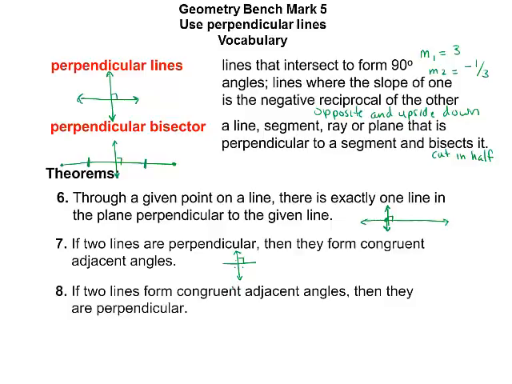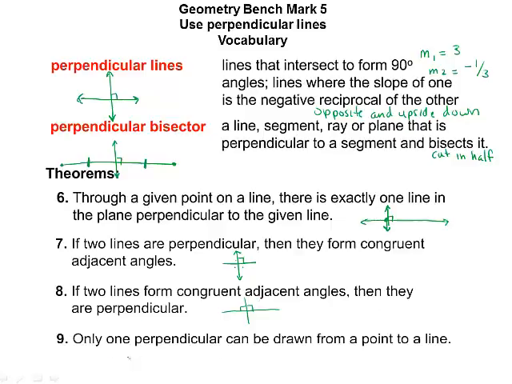And if you have congruent adjacent angles, then you have to be perpendicular. If two lines are forming congruent adjacent angles, so I have a 90 and a 90, then they're perpendicular, because there's no way I can have two lines form angles and get two angles that are congruent but that aren't 90. Because again, a line makes 180, so divide that by 2, you get 90.